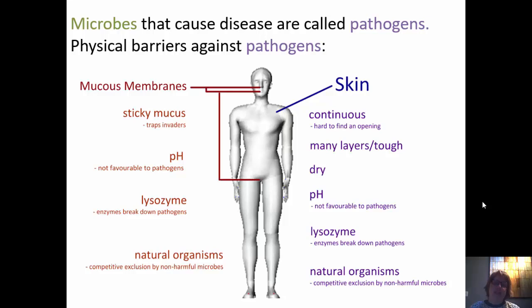And then, of course, you have your skin. This is commonly thought of. It is continuous. It is hard to find an opening. Any openings in your body are going to have mucous membranes, but it's not going to be a puncture in the skin. There are many layers to your skin. It's very tough. Your skin is very dry. There is a pH associated with your skin, and that pH is not favorable to pathogens. There are also lysosomes on your skin, not in as much quantity as in the mucous membranes and the sticky mucus, but there are some. And there are natural organisms that live in your skin or on your skin as well.